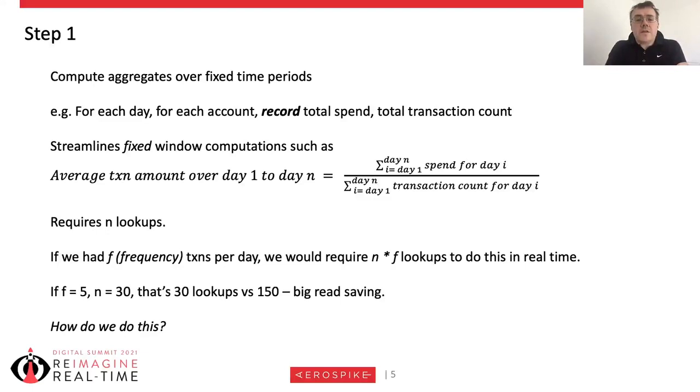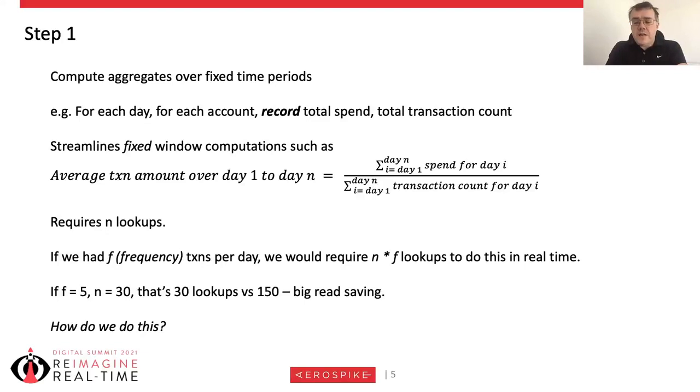If I put some numbers against this, if I had to compute a 30-day average with an average number of 5 transactions per day, if I did that in a naive way, I'd have to look up details of 150 transactions. Whereas if I pre-compute these aggregates, then I've reduced my number of lookups to 30, because I just need to look up the data corresponding to the 30 days in question.